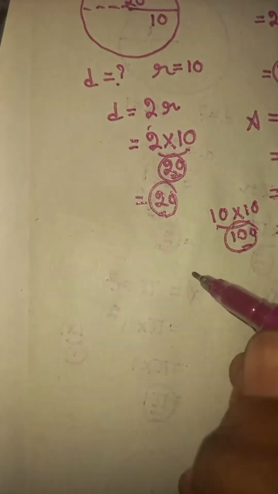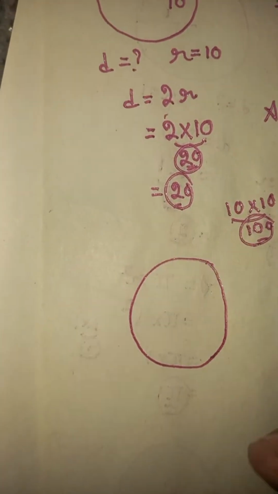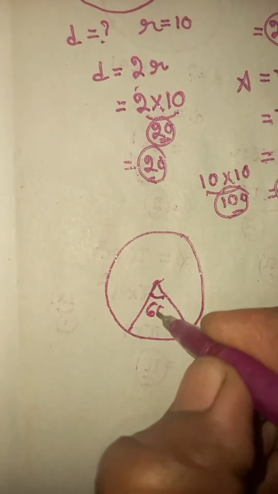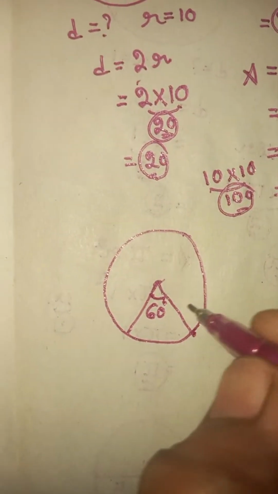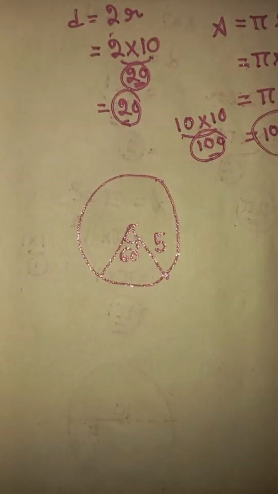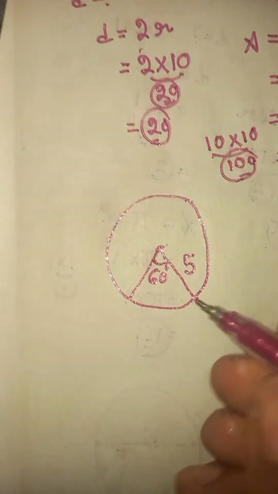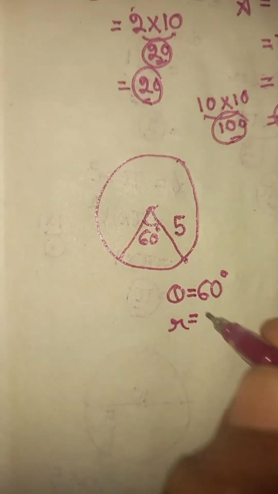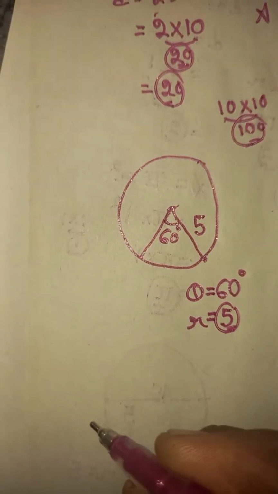Let's take another circle, and in this circle they have given the sector of a circle. This sector is 60 degrees and the radius they have given is 5 units. Now you need to find out the area of the sector. Theta is 60 degrees, radius is 5 units. You can do it out.